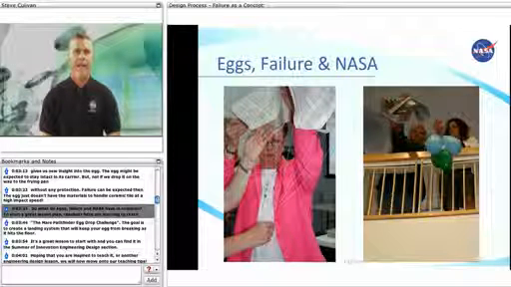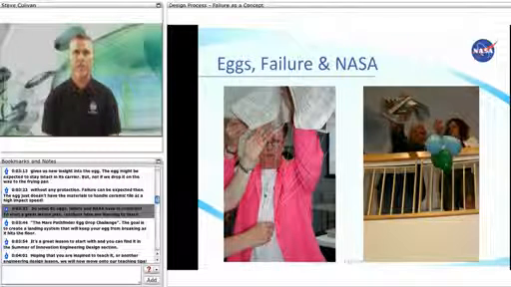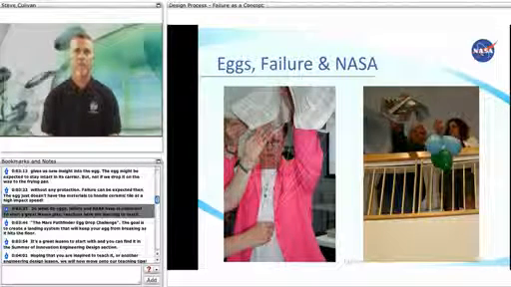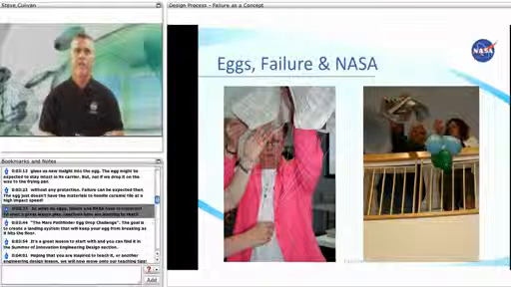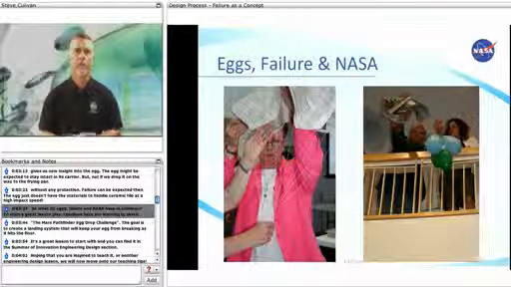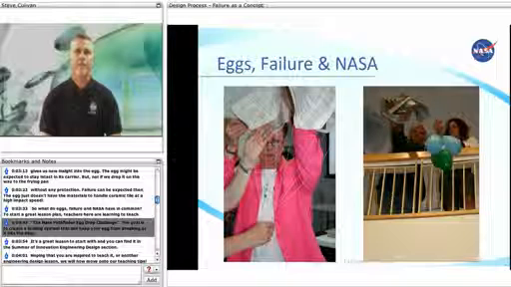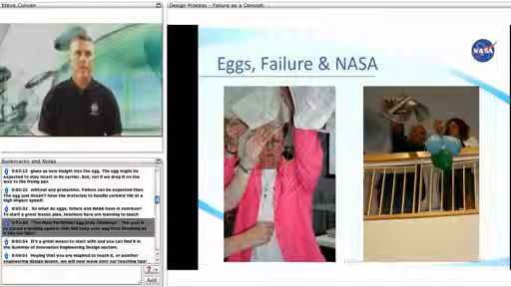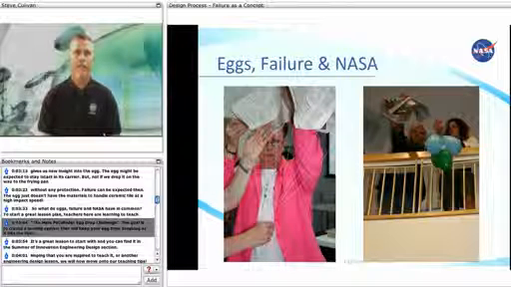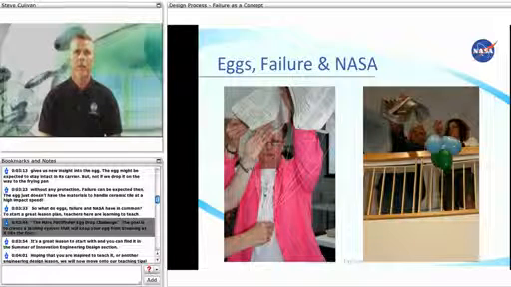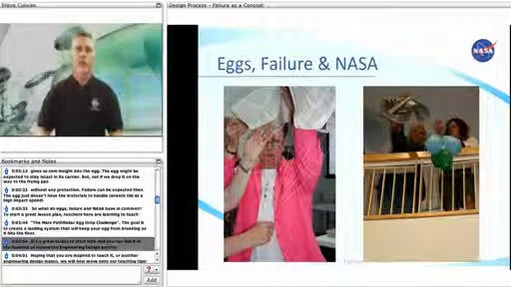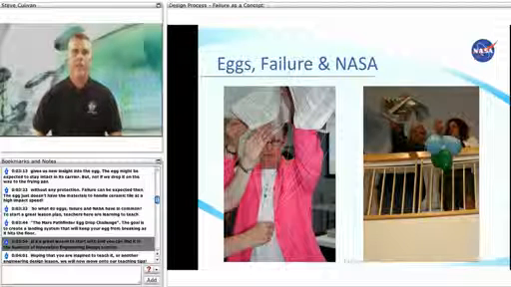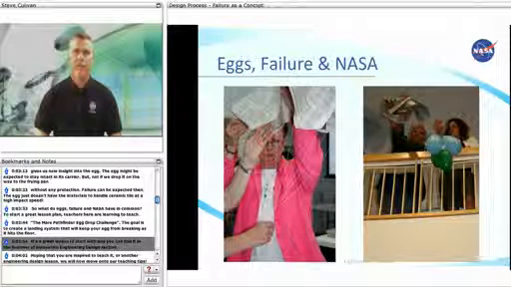So what do eggs, failure, and NASA have in common? To start a great lesson plan, teachers here are learning to teach the Mars Pathfinder Egg Drop Challenge. The goal is to create a landing system that will keep your egg from breaking as it hits the floor. It's a great lesson to start with, and you can find it in the Summer of Innovation Engineering Design section.